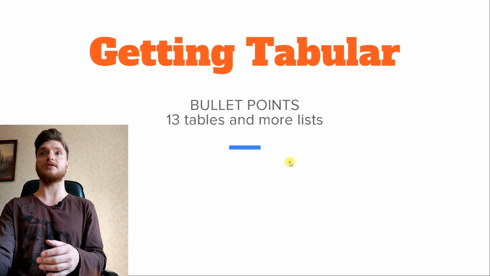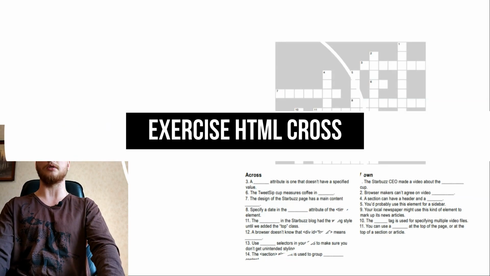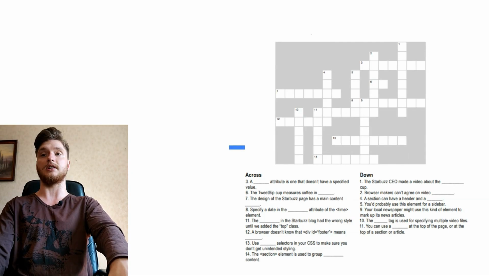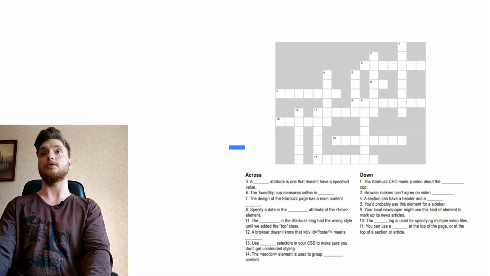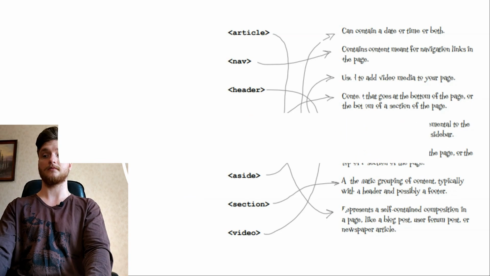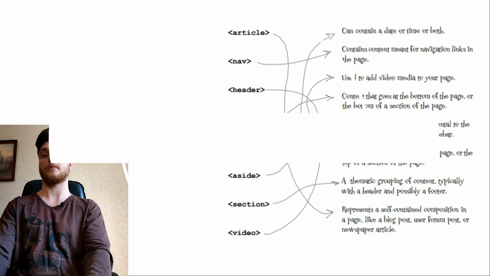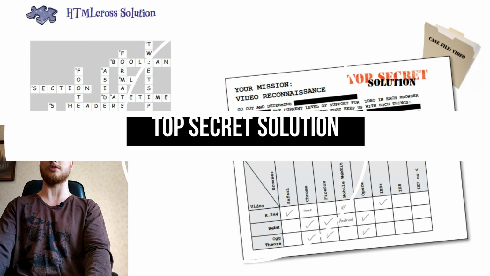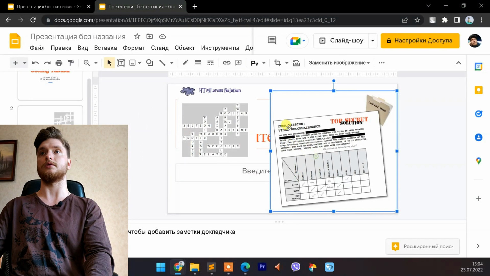Okay, exercise: HTML crossword. There are lots of new ideas, the new elements in this chapter. Do the crossword to help make it all stick. All the answers come from this chapter. The Who Does What solution. Next, the Top Secret solution and the HTML crossword solution. Maybe I will show you this.